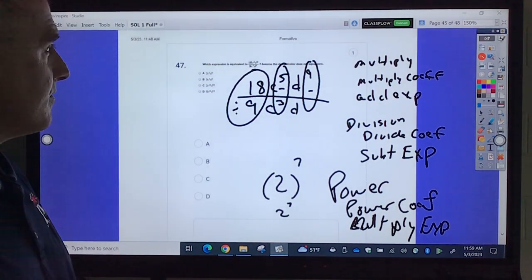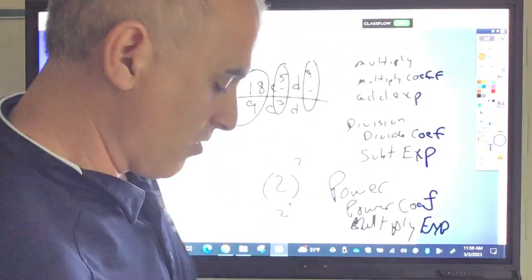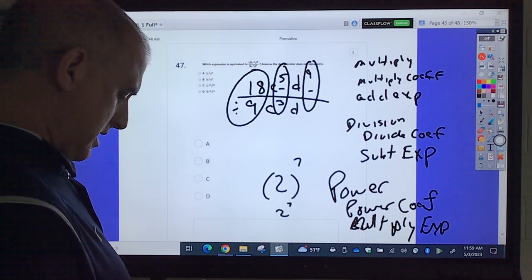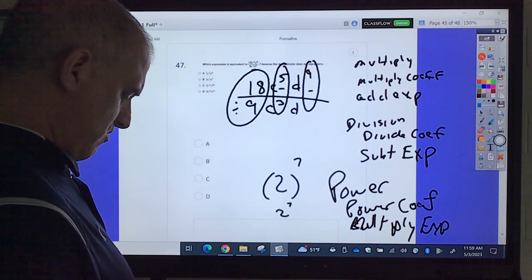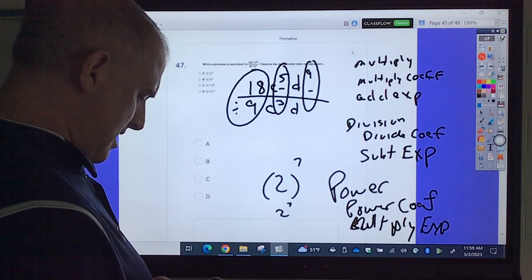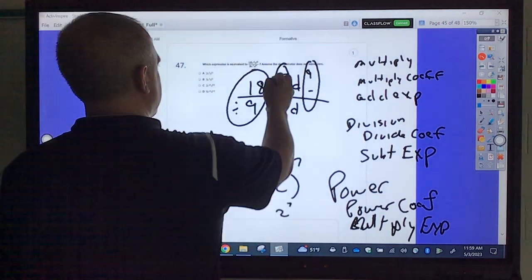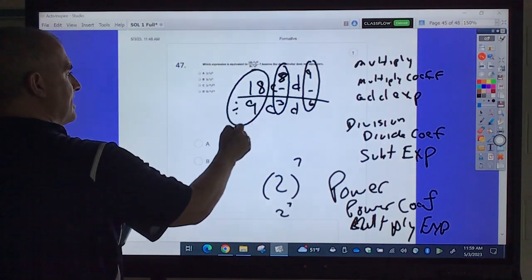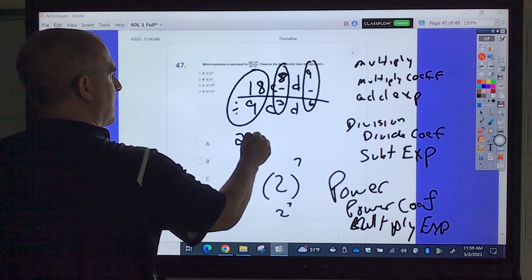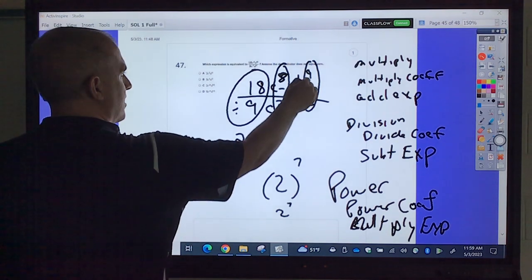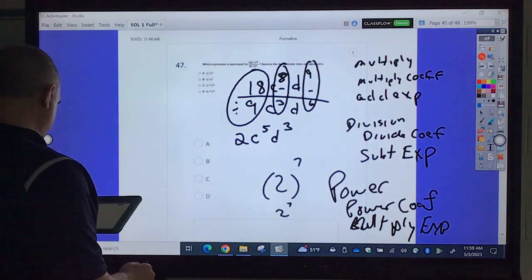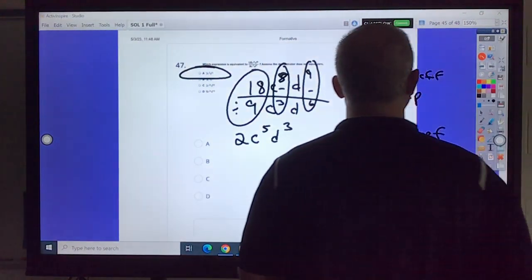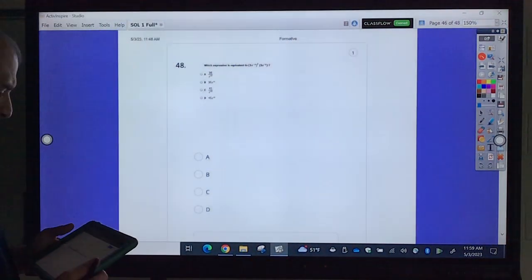Okay, question 47. Obviously you can see this better on your screen than I can. All right, 47 has that as 8. This is an 8, and this is a 9 and a 6, okay? So 18 divided by 9 would be 2. If I subtract that, that would be c to the 5th. And if I subtract that, that's d to the 3rd. Okay, so what that ends up being is answer A. All right. So more exponent rule stuff.